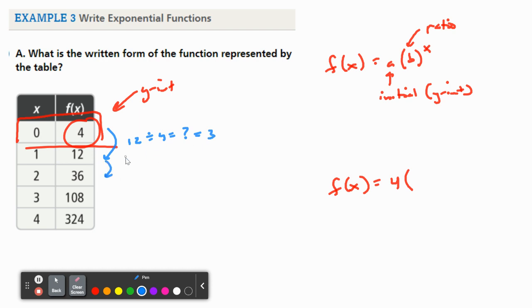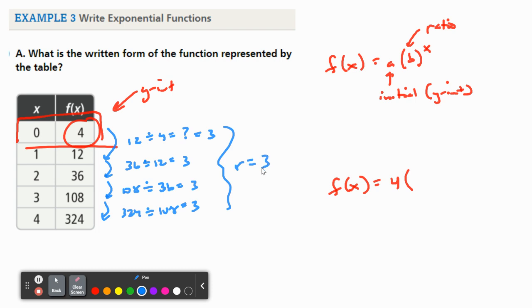So now do the next one. 36 divided by 12. That's also 3. Do the next one. 108 divided by 36. This can be done in Desmos. That's also 3. And do the last one. 324 divided by 108. That is also 3. Because each of these quotients, right, answer to division problem, comes out to be 3. There is your ratio, 3.